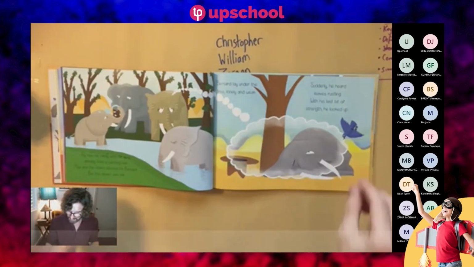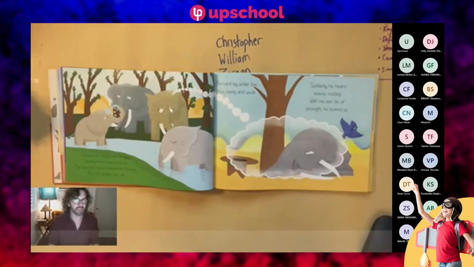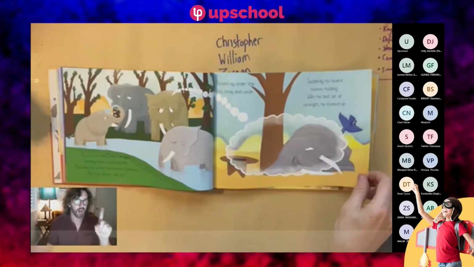Suddenly, he heard leaves rustling. And with his last bit of strength, he looked up.